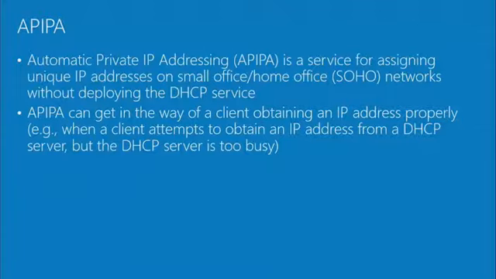APIPA. We talked in a previous module, I believe it was TCP/IP, about APIPA, the protocol that allows for automatic private IP addressing. As a device comes up, if it's unable to receive an IP address, it can automatically get an assignment. This works for small office, home office, so basically SOHO networks, without deploying the DHCP service. APIPA can get in the way of clients obtaining IP addresses from overloaded DHCP servers.